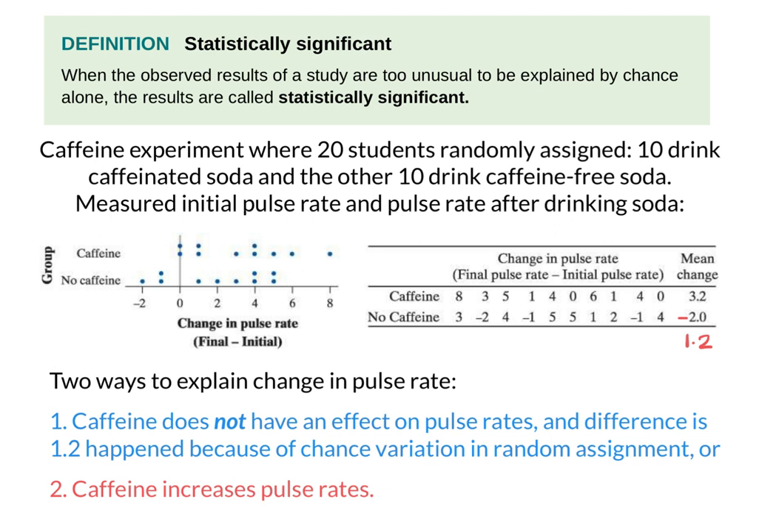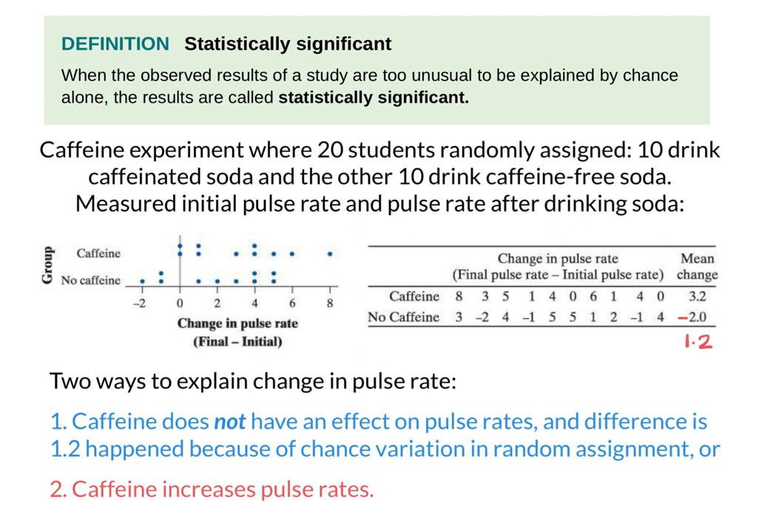When you are designing an experiment, you want to make sure that you allow for inferences that could explain cause and effect. But we should only conclude changes in our explanatory variable that cause changes in the response variable if the results are what we call statistically significant. So when the observed results of a study or an experiment are too unusual to be explained by chance alone, the results are called statistically significant.